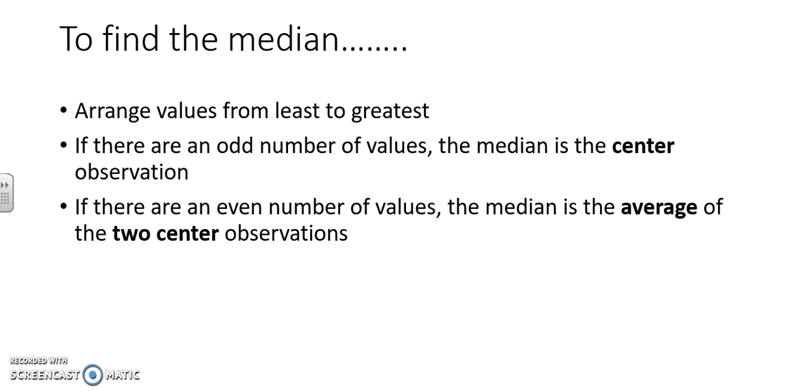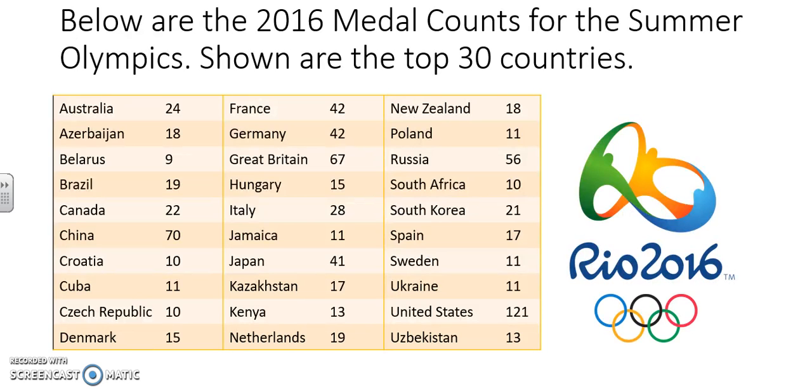Let's do a little practice together. So below shows the 2016 medal counts for the Summer Olympics. Shown are the top 30 countries. Now these are listed in alphabetical order, not in numerical order. Go ahead, pause the video, and order these from least to greatest. You should have ordered your numbers like this. My lowest number is 9, my largest number is 121, and they go in order.